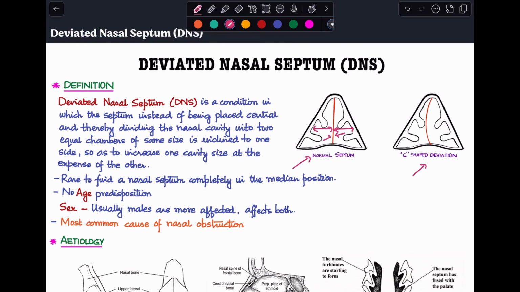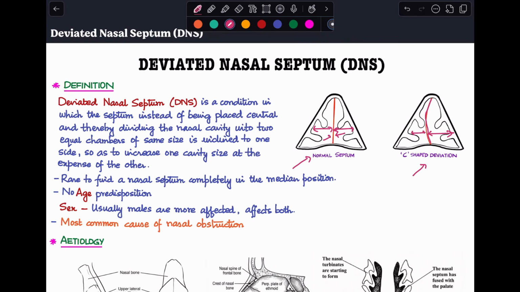Now, let's look at the image on the right side. This is a C-shaped deviation that we are seeing, and you can see that this is deviated towards the right side. As a result, the nasal cavity on the right side has become narrower compared to that of the left side. So, in DNS cases, they do not have any age predisposition as such. It can be found at any age. Even in terms of gender predisposition, it affects both males and females, but sometimes it seems to be more in males than in females.